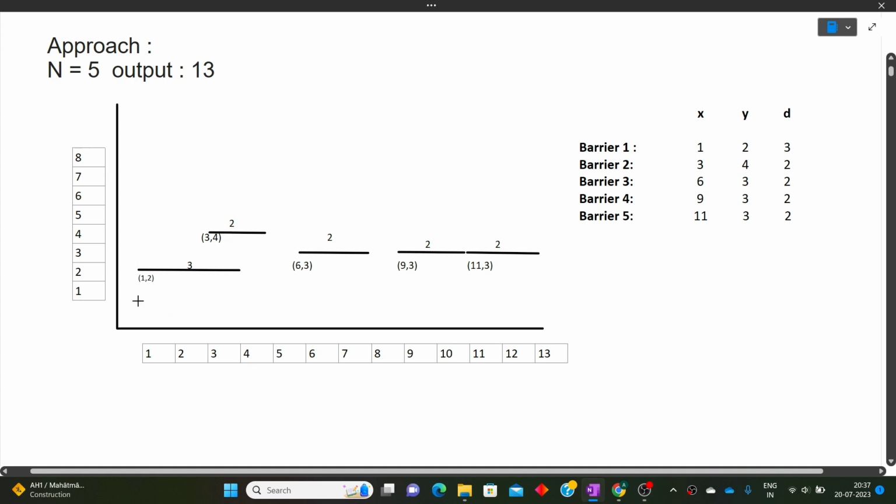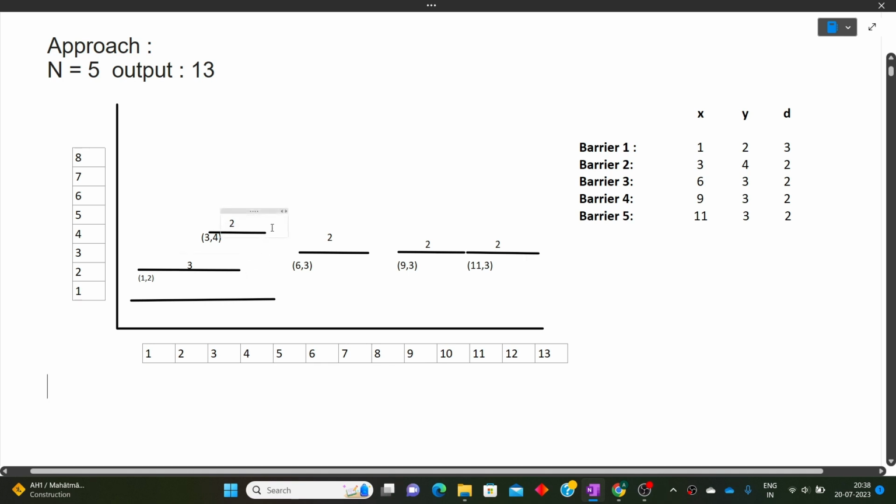So what we will do, we will simply merge these two barriers like this, and we will make these two barriers as one. Starting point will be 1 and ending point here will be this 5. Okay, starting point as 1, ending point as 5. So we have merged these two barriers.